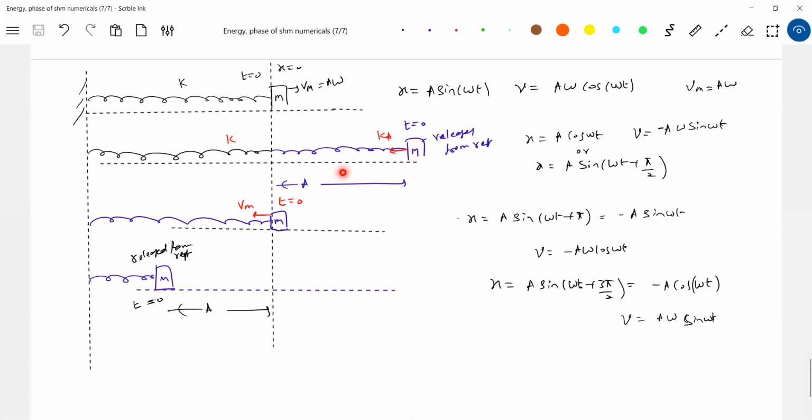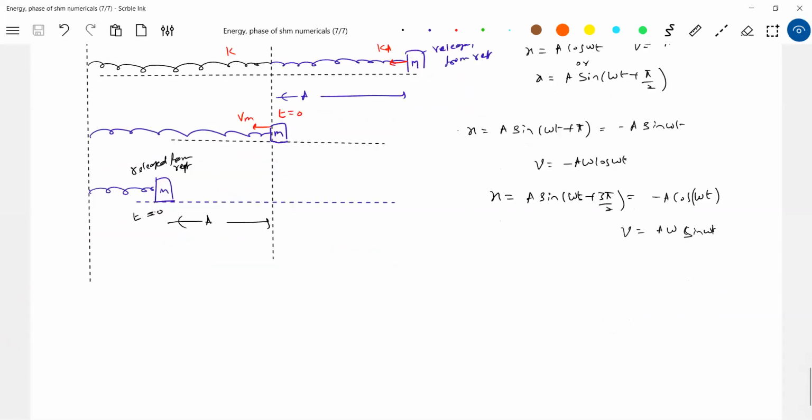But shall I pull the block or shall I give the velocity? It's left to you. Whichever you feel is practically very easy without damaging the setup, you can go for it. Getting the idea? This phase idea is what will help us a lot here.